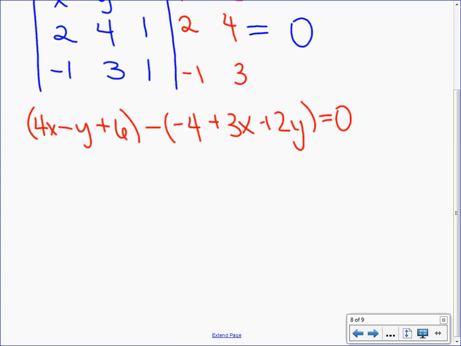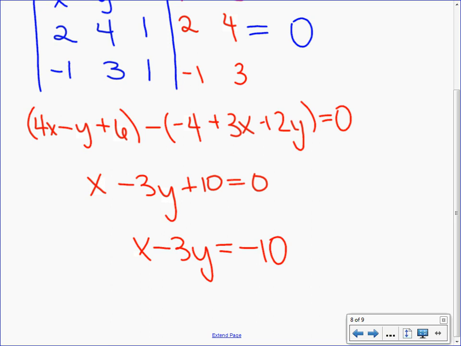What is 4x minus 3x? x. Negative y minus 2y. 6 minus negative 4. So to put this in standard form, ax plus by equals c.